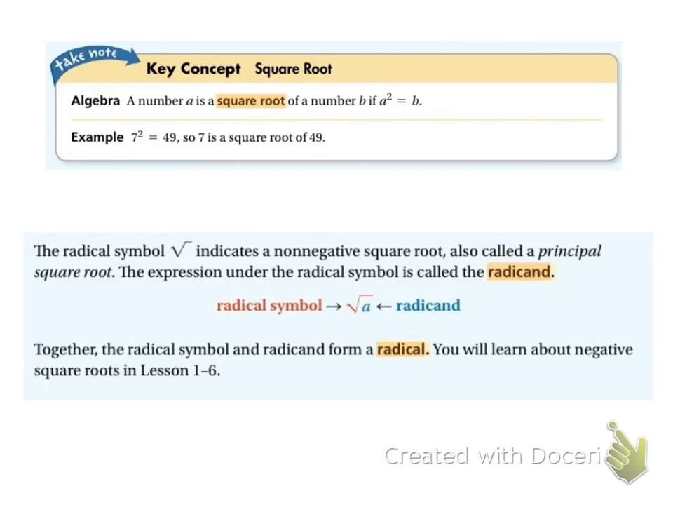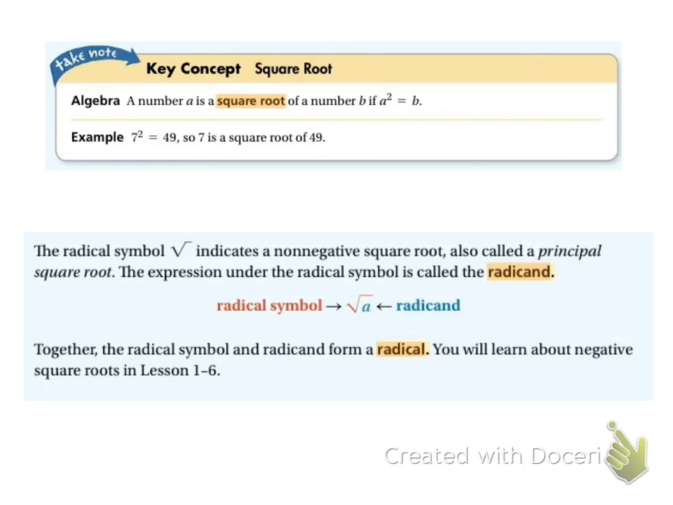Okay, this is section 1.3 of Algebra. So a square root: a number a is a square root of a number b if a squared is equal to b. So 7 is a square root of 49 because 7 squared is equal to 49.